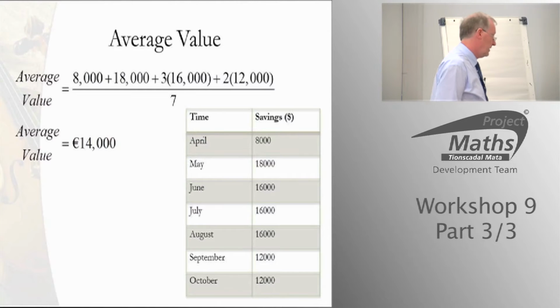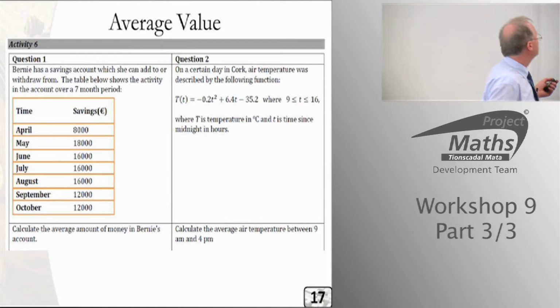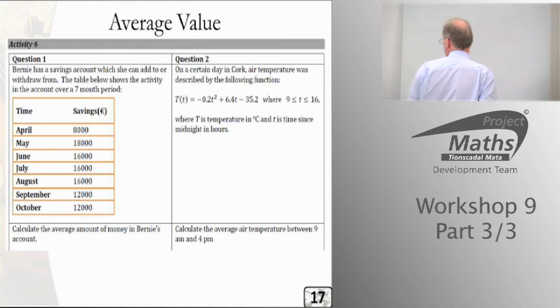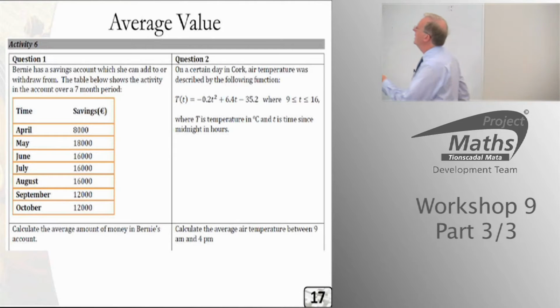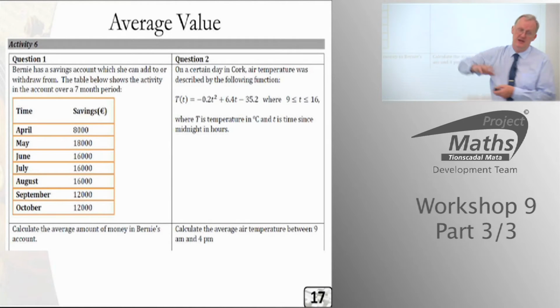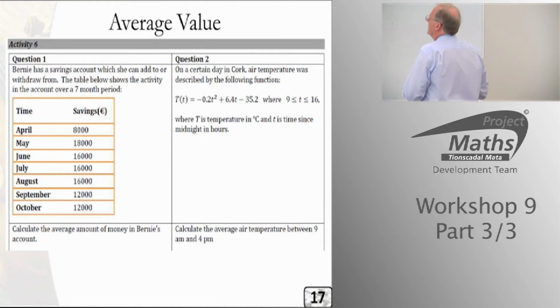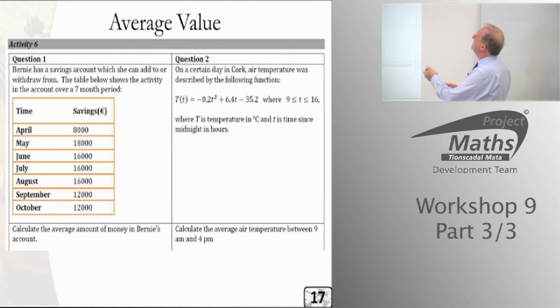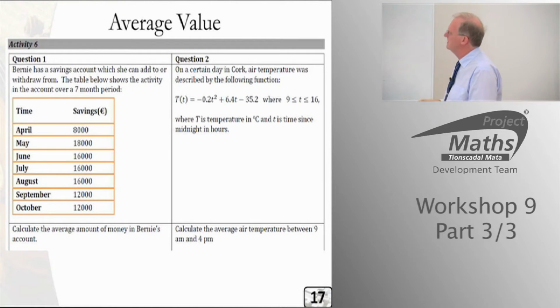Let's look at the next question though. The next question asks, on a certain day in Cork, air temperature is described by the following function. Now, there's an issue with that function, there's a misprint. It can't be capital T because we know what capital T stands for. So, can we change that capital T to maybe an F just for function? So, temperature in Cork is described by that function where t is between 9 and 16. That's small t, so that's okay.